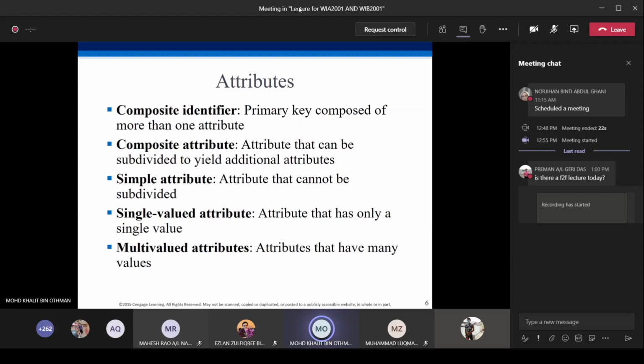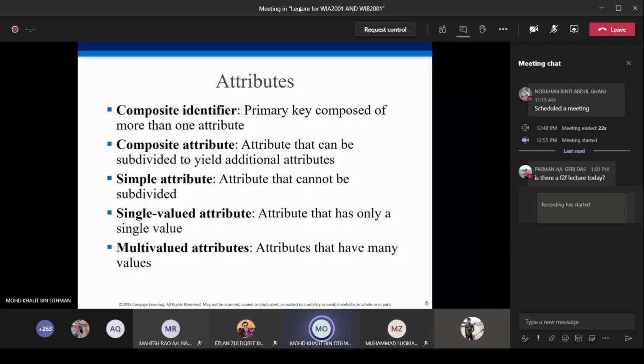For example, for class entity, we have attributes like class code, course code, class section, and so on. So we can use class code and course code as the composite identifier to identify each of the class entity instance, instead of just using a primary key, which is class code. That is a composite identifier. But the important one, you have to know what is actually the composite identifier.